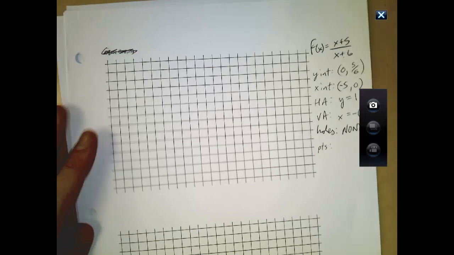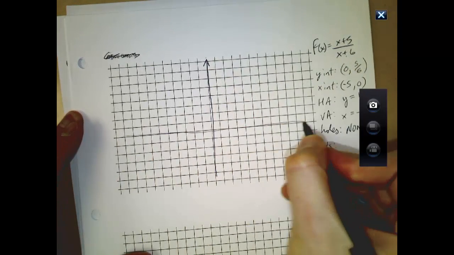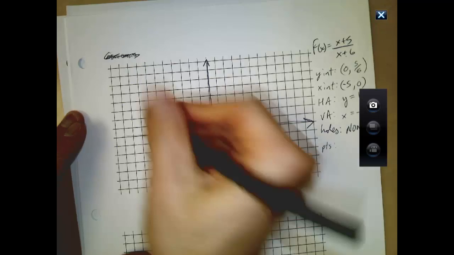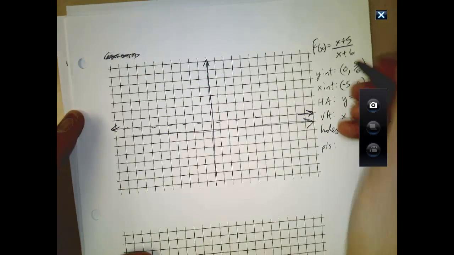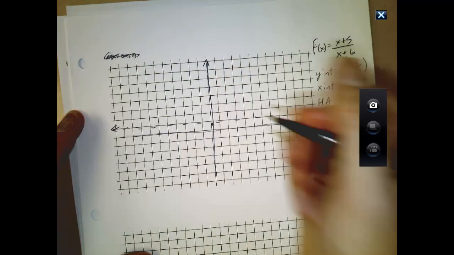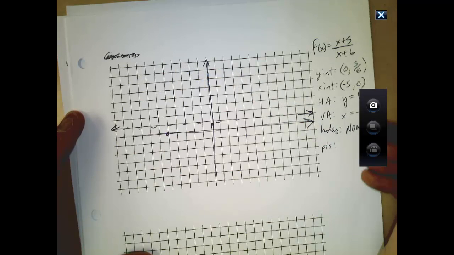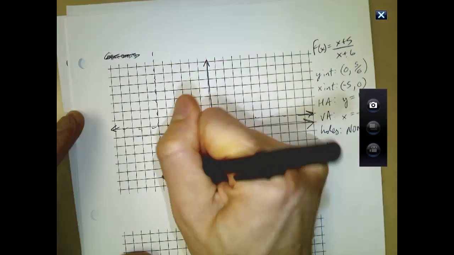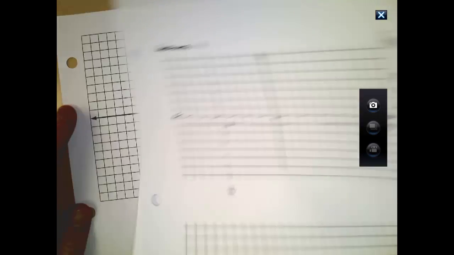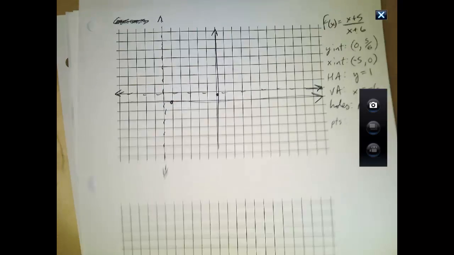Other points. Okay, let's graph, and then we'll say what the other points could be. Here are my axes. I've got a horizontal asymptote at y equals 1. I've got a y-intercept at (0, 5/6). I've got an x-intercept at (-5, 0). I've got a vertical asymptote at x equals -6. I've got no holes. Did I have a hole in the previous example?